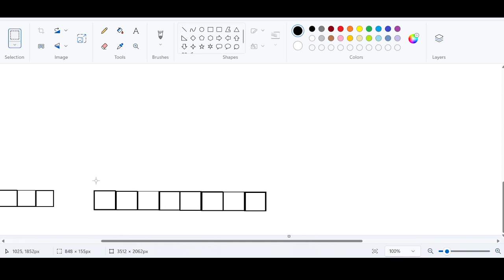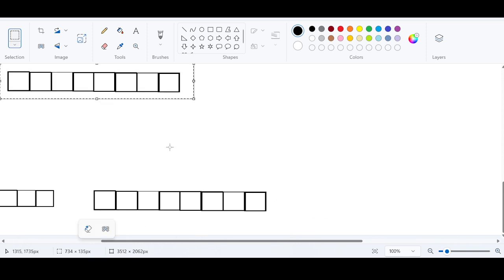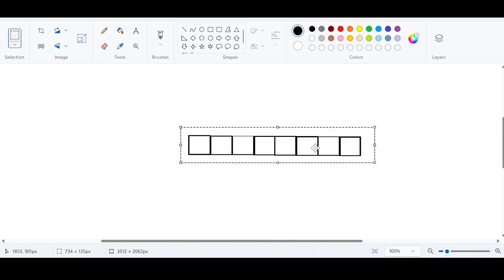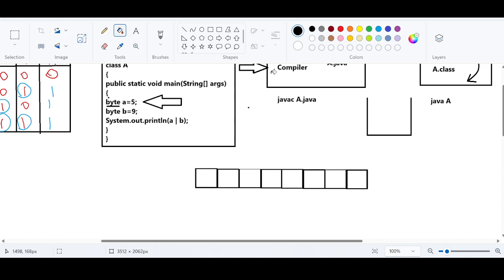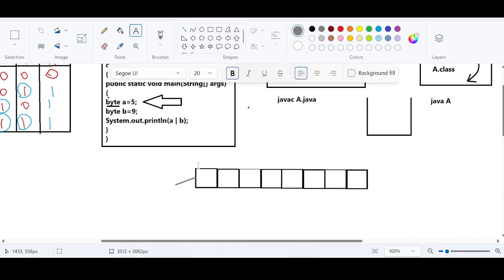I have designed this already. 8 bits of memory will be created in the memory space. 1 byte is equal to 8 bits: 1, 2, 3, 4, 5, 6, 7, 8. This will be created at the memory level, and you are giving a name to it. The name is a, the variable name. What is the value? 5.